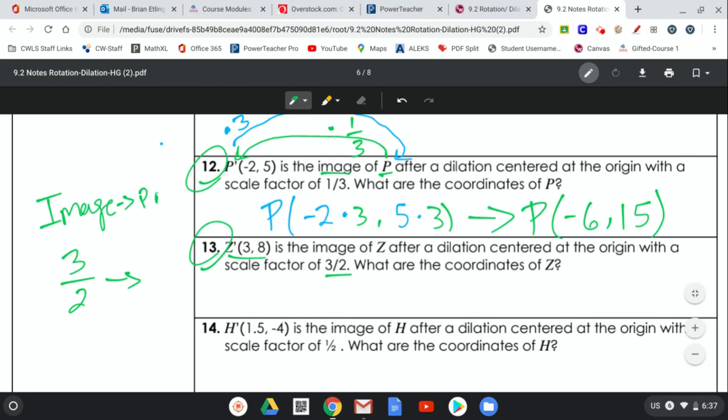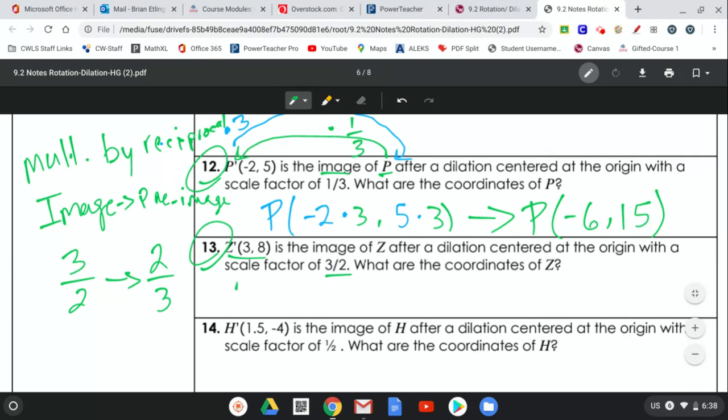to pre-image. Okay, so going from image to pre-image, multiply by the reciprocal. So this is going to go to 2/3. All right, so reciprocal, remember, it just means that you flip the fraction.